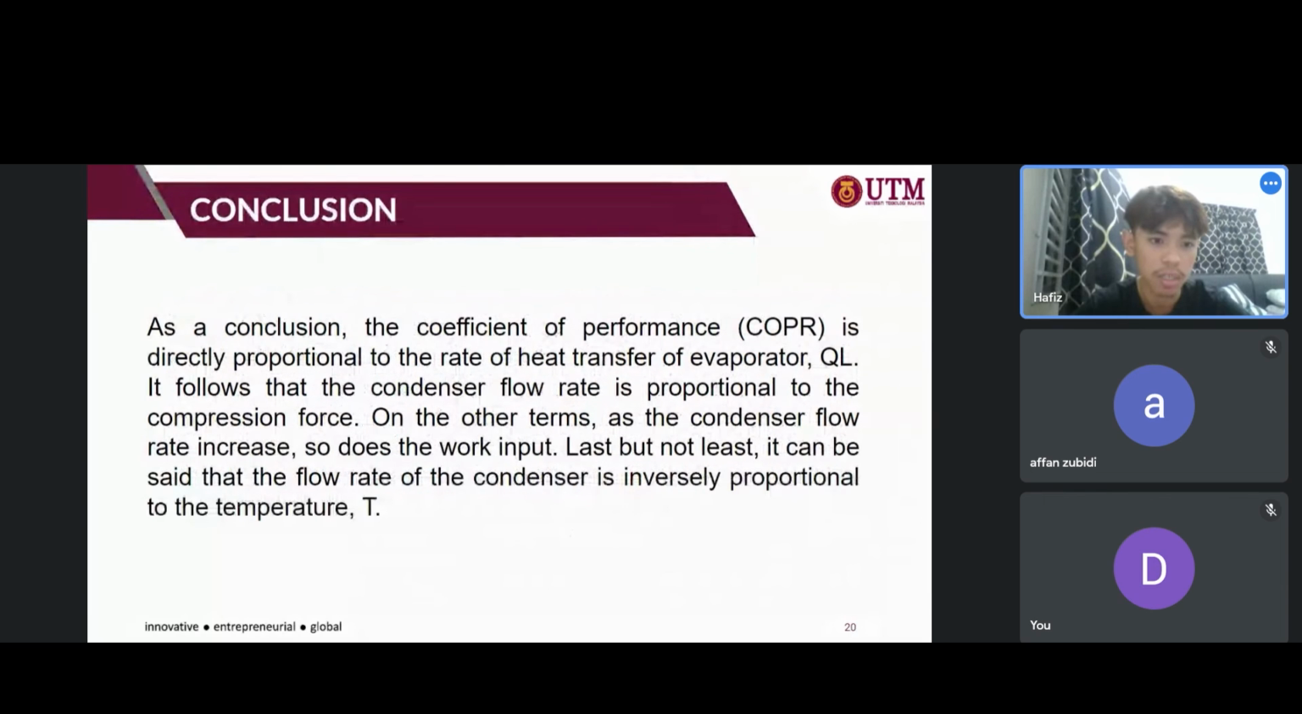So, as a conclusion, the coefficient of performance, which is COPR, is directly proportional to the rate of heat transfer of the evaporator, QL. It follows that the condenser flow rate is proportional to the compression force. In other terms, as the condenser flow rate increases, so does the work input. Last but not least, it can be said that the flow rate of the condenser is inversely proportional to the rate of heat transfer. From our group, thank you.